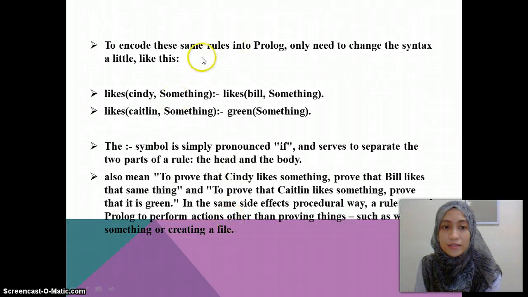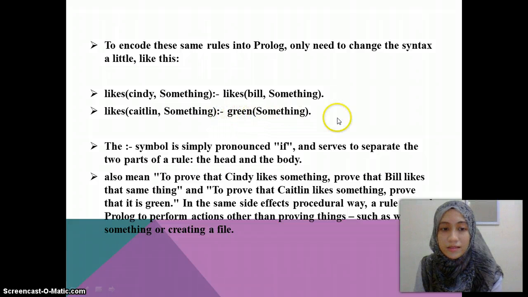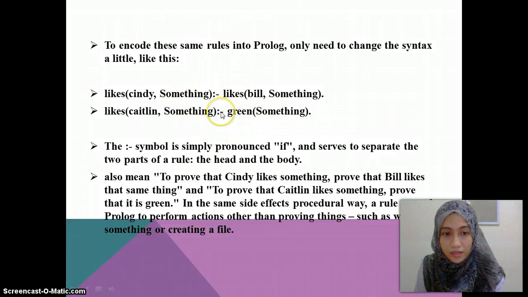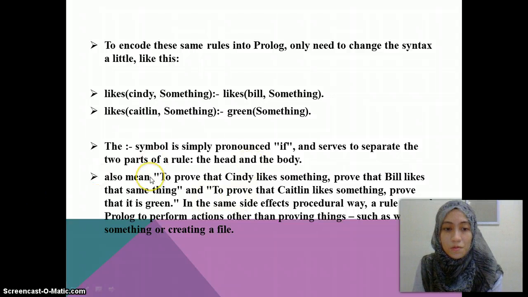To encode these same rules into Prolog, we only need to change the syntax a little, like this. Likes(Cindy, Something) :- likes(Bill, Something). Likes(Kathleen, Something) :- green(Something). The symbol :- is simply pronounced "if" and serves to separate the two parts of a rule, the head and the body. It also means: to prove that Cindy likes something, prove that Bill likes that same thing.